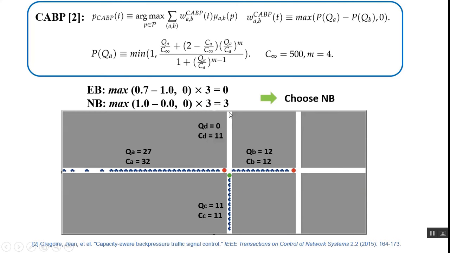So we have 1 times 3 equals 3. So 3 is greater than 0, hence we choose northbound phase as the output phase of CABP. We can see that the CABP is more conservative in this scenario, since it chooses northbound instead of eastbound phase.